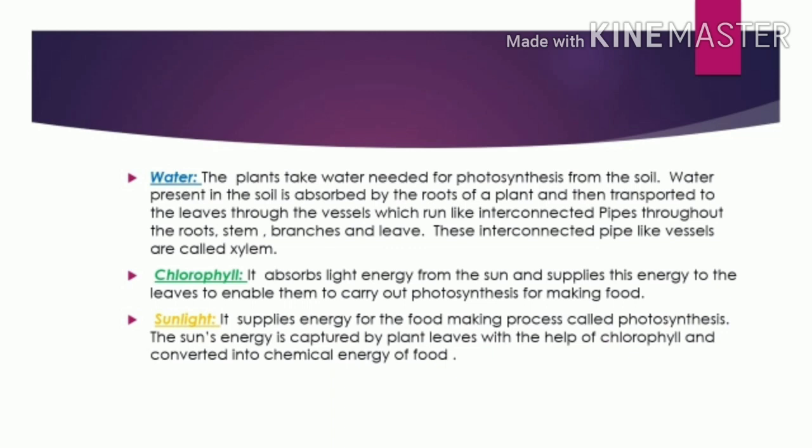Last but not the least is the sunlight. It is the most essential and vital thing that is to be present for photosynthesis. Now this sunlight supplies energy for making food by the process of photosynthesis. Thus, the solar energy is converted into chemical energy during photosynthesis. This chemical energy gets stored in the form of plant food.